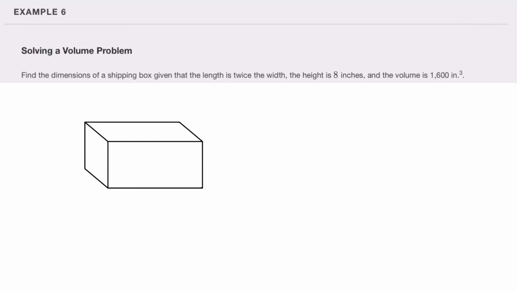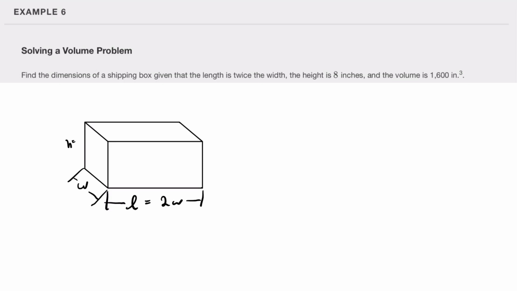Now, length, width, and height. The length is twice the width. So let's make this W. It says that the length is twice the width, so L equals 2W. The length is going from here to here. The width is basically going from here to here.